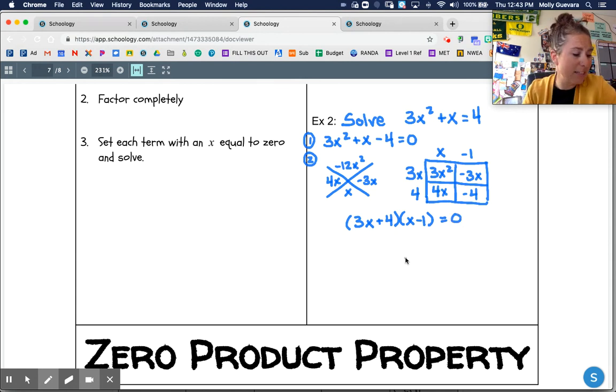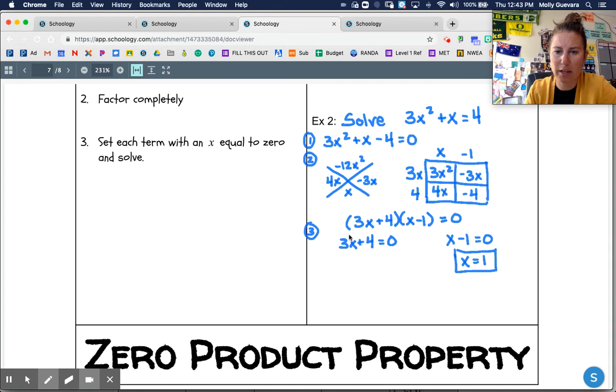And then the last step is just saying, hey, if these two things multiply to 0, one of them has to be 0. So I can take my 3x plus 4 and set it equal to 0. And I can take my x minus 1 and set it equal to 0. Well, this one should be really quick, right? You just add 1 to the other side. So that one's pretty quick. And then here I'm going to subtract my 4. So I'm left with 3x equal to negative 4. I'm going to divide by 3. So x is equal to negative 4/3.